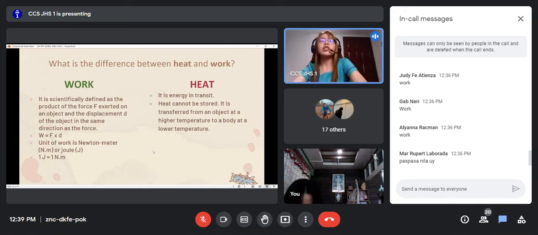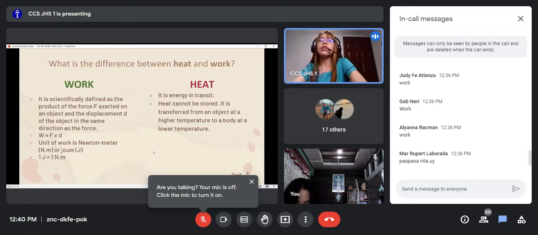So the process or the flow of heat will start from hot to cold. Never cold to hot. It will start from hot to cold. That is the natural way or natural process of heat in terms of its flow. From hot to cold, always.